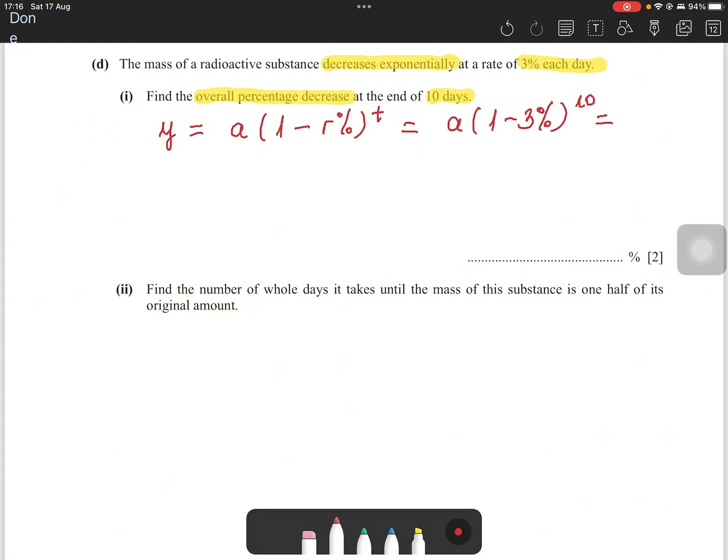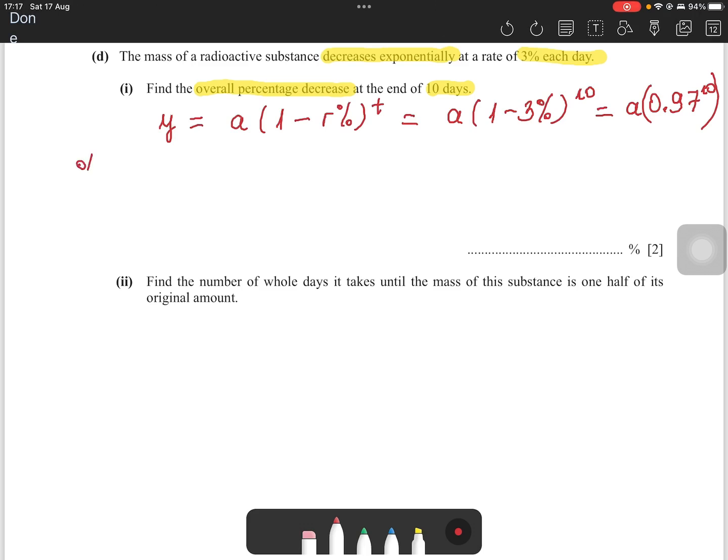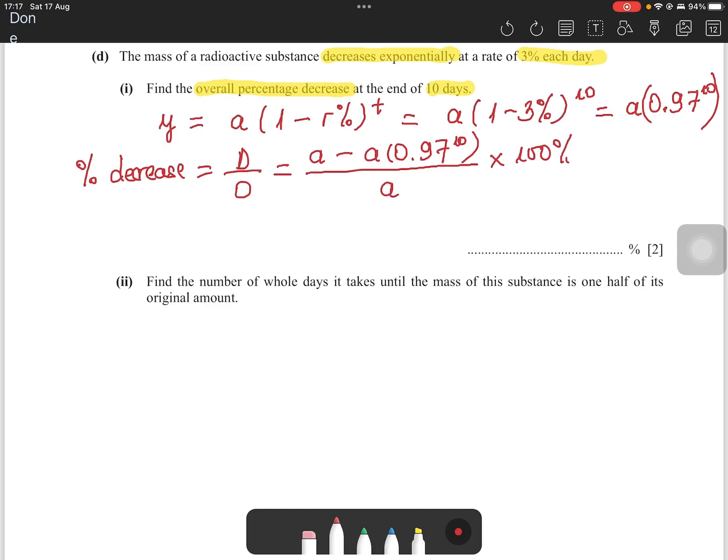And you know 1 minus 3% is 100% minus 3%, which is 97%. And 97% means 0.97 to the power of 10. And the percentage decrease is equal to difference over origin. The difference is the original amount subtract the new amount over the origin, which is A again. And we also multiply this by 100%.